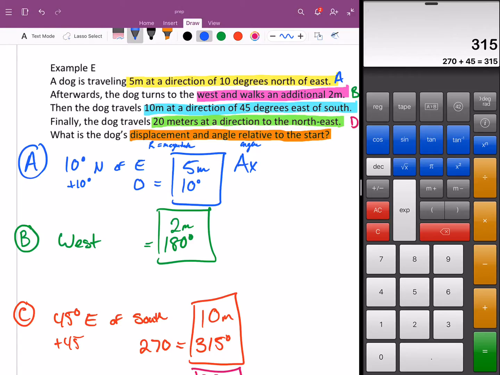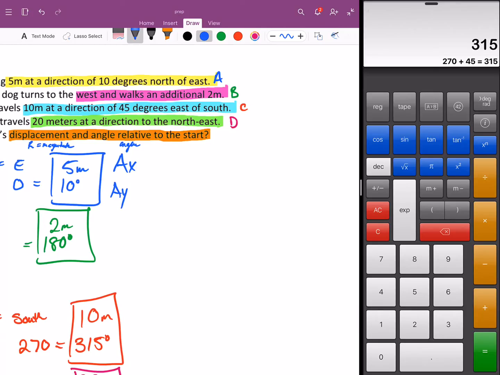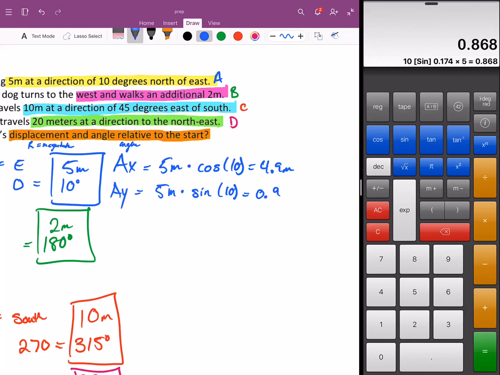So let's start with AX, AY. AX, 5 meters, cosine of 10. AY, 5 meters as well, sine of 10. 10 cosine times 5, 4.9 meters. Sine 10 times 5. Let's call this 0.9 meters.